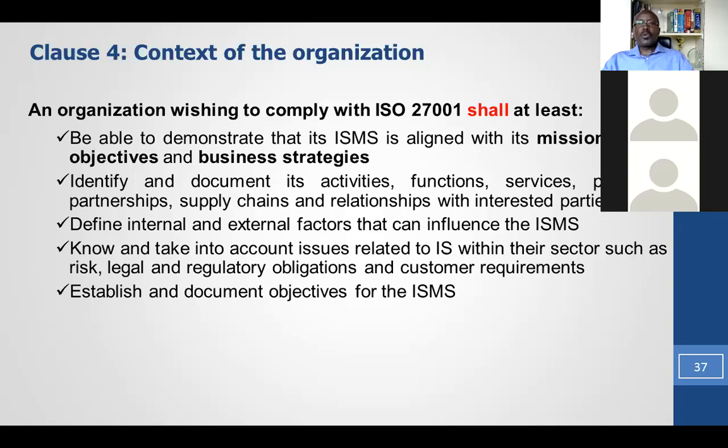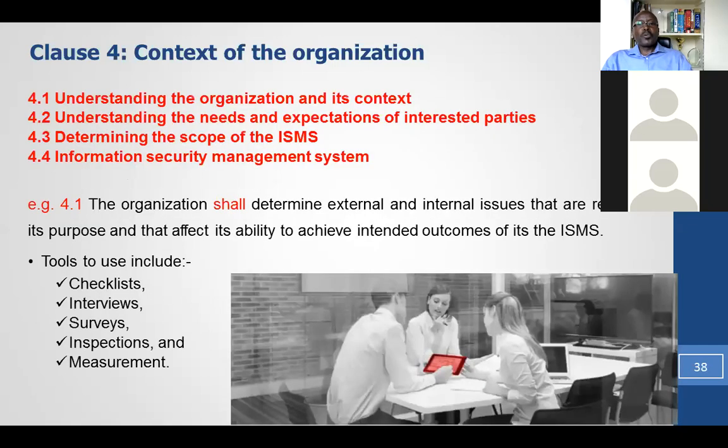And basically what this clause is talking about is you have to understand your own organization, even as you implement your management system, because all organizations are different. You have to understand and document your activities and the kind of services you offer, the kind of products you make, the partnerships you have, your supply chains, your relationships and your interested parties. You define your internal and external environment, so that you're able to clearly understand what your environment is all about, because it is only out of understanding your environment that you're able to implement a management system that covers everything that is within your environment.